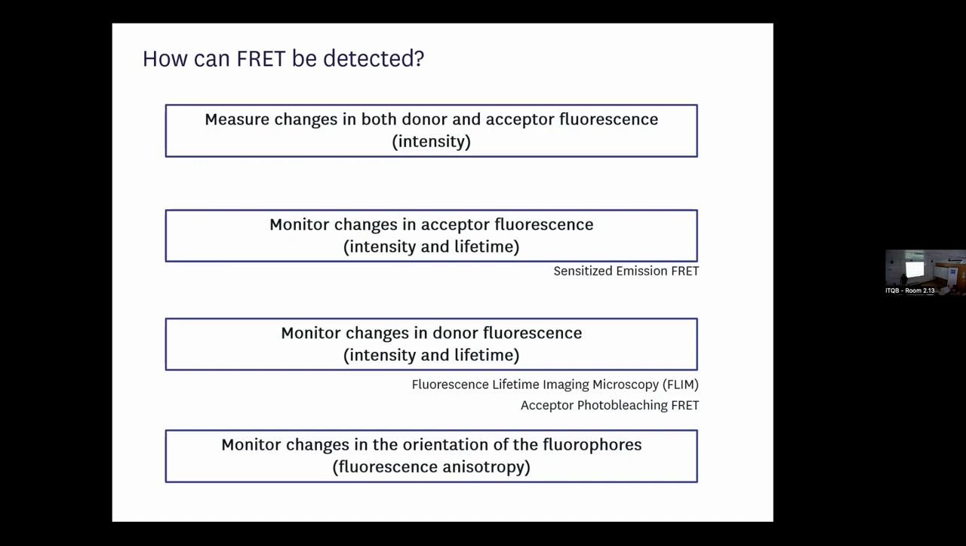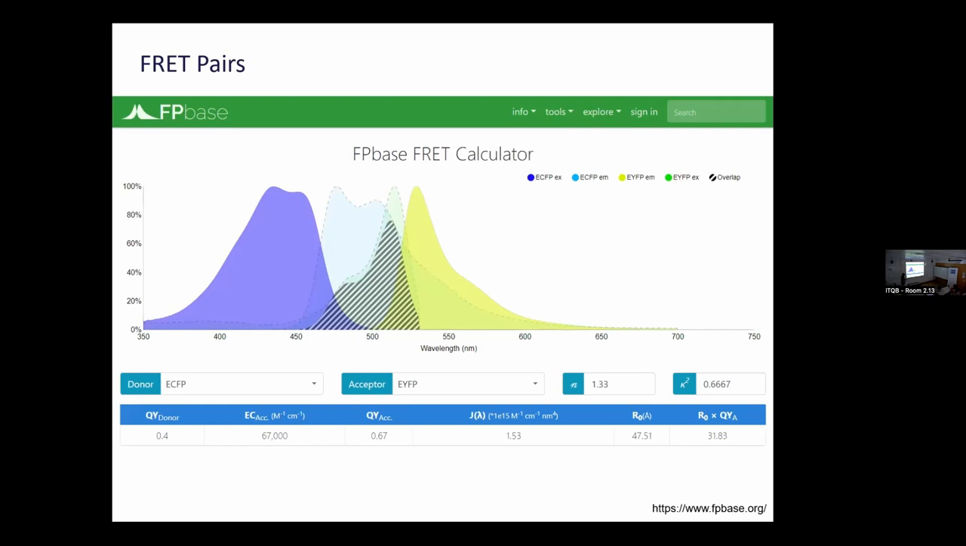Right, so first, I'll tell you how you know whether two proteins would be a FRAP pair or not. There's a huge list. It's a growing list. There's a fantastic site, FPbase, where you can check the properties of fluorescent proteins. It also has a FRAP calculator, so you can specify which are the donor and acceptor molecules, and it will calculate what's the FRAP efficiency and the Förster radius, so you can check whether your two proteins, besides having overlapping emission and excitation, would be a good FRAP pair or not.